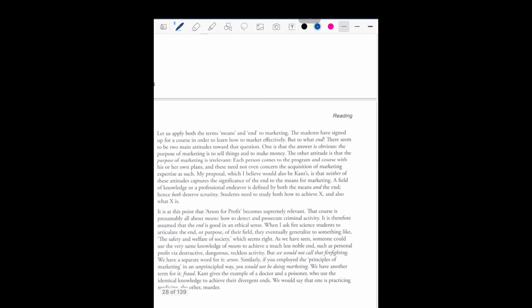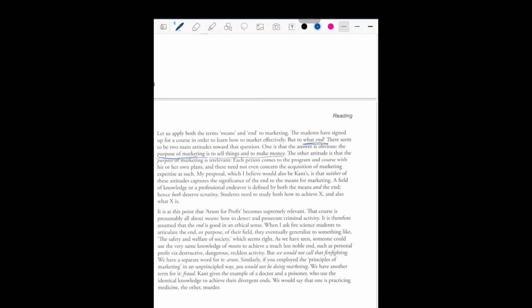Let us apply both the terms means and end to marketing. The students have signed up for a course in order to learn how to market effectively. But to what end? One of the answers is obvious, the purpose of marketing. The end, meaning the purpose here, I believe, is to sell things and to make money.